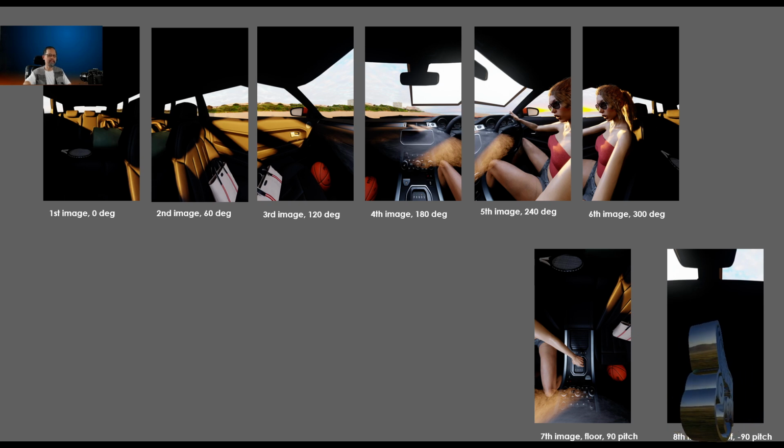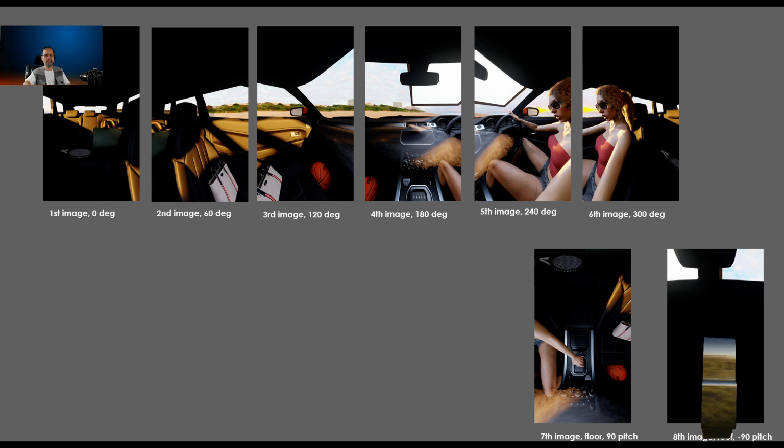Of course, the seventh image will be the floor of the vehicle at a 90 degree pitch facing downward. And we also have to photograph the roof of the vehicle, and that is the negative 90 degree pitch.